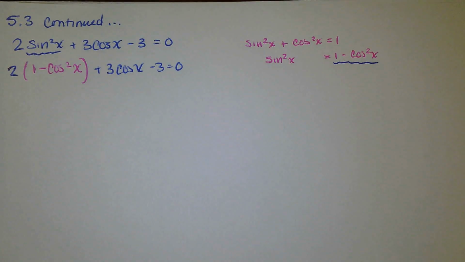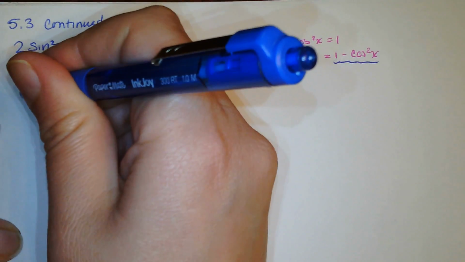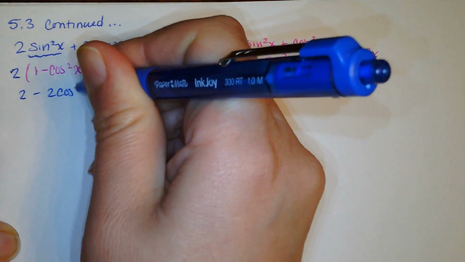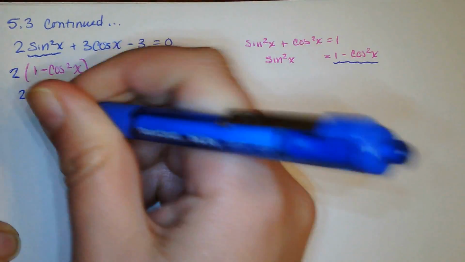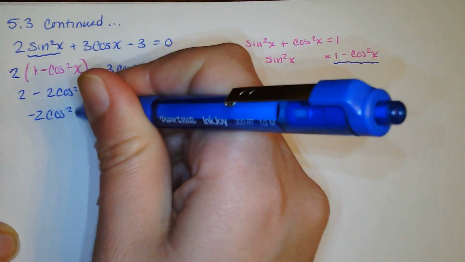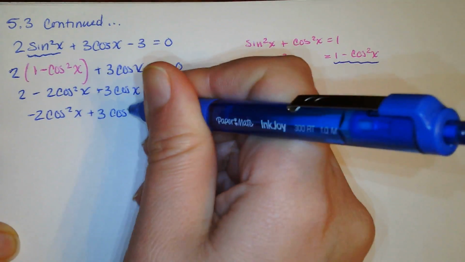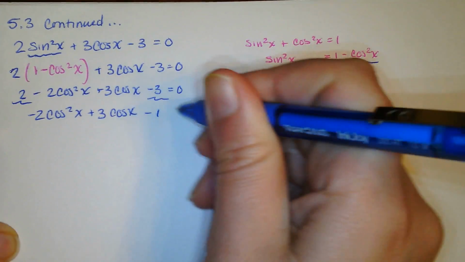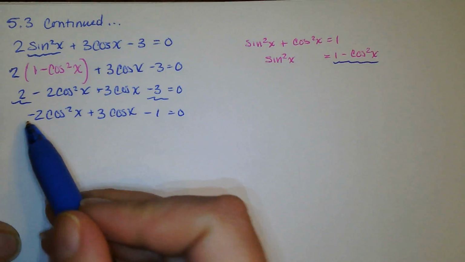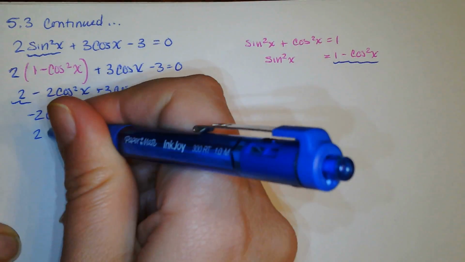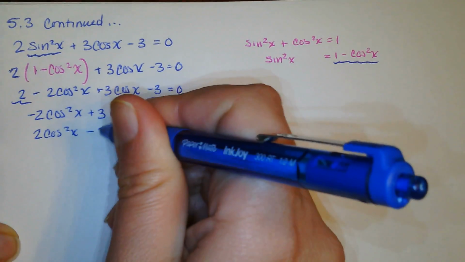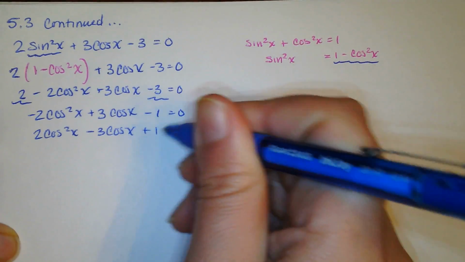All right, now it's all in cosine. We can distribute, combine terms, do all that stuff, and we can get this to something that we can deal with. So combine the positive 2 and the negative 3. And we don't like factoring when there's a leading negative sign, so I'm going to divide the entire equation by a negative 1, giving us 2 cosine squared x minus 3 cosine x plus 1 equals 0.